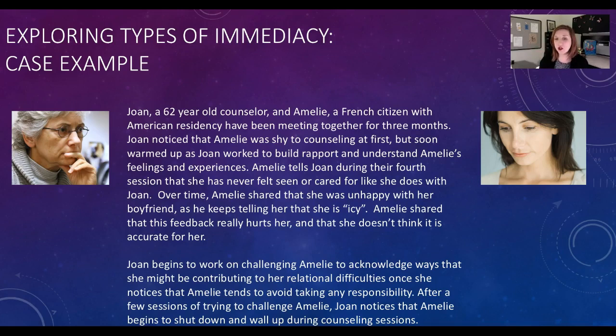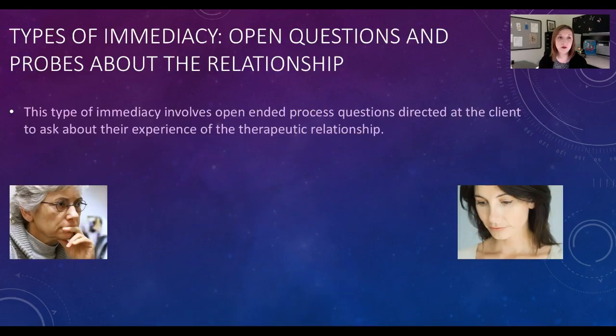So after a few sessions of trying to challenge Amelie, Joan notices that Amelie begins to shut down and wall up during counseling sessions. So Joan saw an issue, she tried to address it and challenge it, and Amelie is not having it, she's shutting down. What are ways that they can get through this? Because obviously if Joan can't connect with Amelie again, they're not going to be able to keep working.